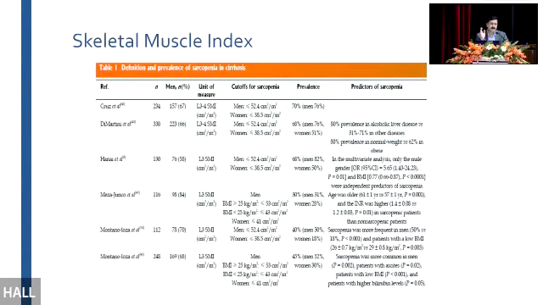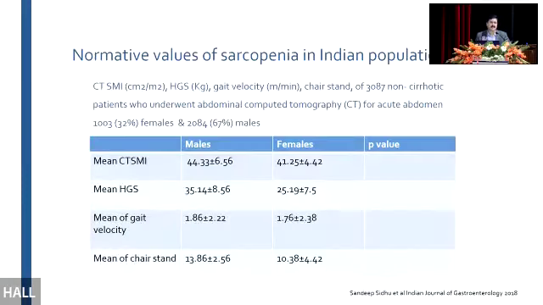There are a lot of studies available now, and a lot of different cutoffs have been suggested. BMI-based cutoffs have also been suggested, and ethnic and population-based cutoffs have also been suggested. The basic premise is that the muscle mass would vary from population to population. So let's look at the Indian data. These are the normative values of sarcopenia from a study done by Dr. Sidhu's group from Ludhiana, and they suggested that mean SMI is around 44 in men and 41 in females, based on abdominal CT imaging done for acute abdomen in patients at DMC Ludhiana.